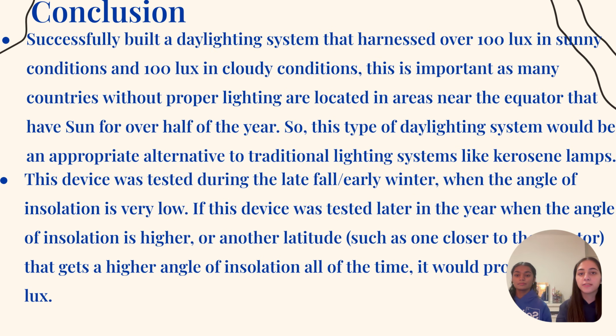In conclusion, we successfully built a daylighting system that harnessed over 100 lux in sunny conditions and about 100 lux in cloudy conditions. This is important as many countries without proper lighting are located in areas near the equator that have the sun for over half the year. So this type of daylighting system would be an appropriate alternative to traditional lighting systems, such as kerosene lamps, which are currently used and cause pollution.